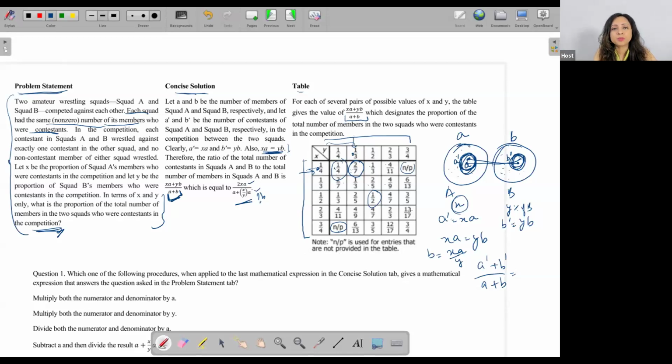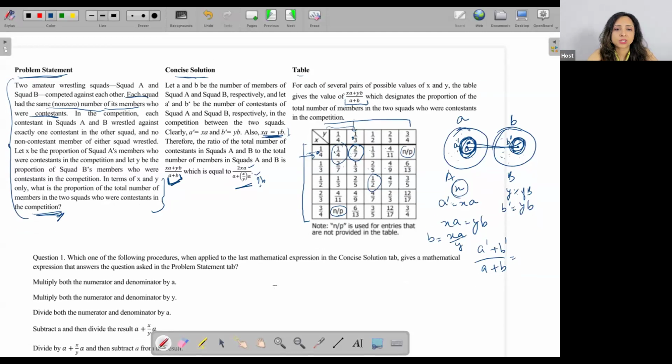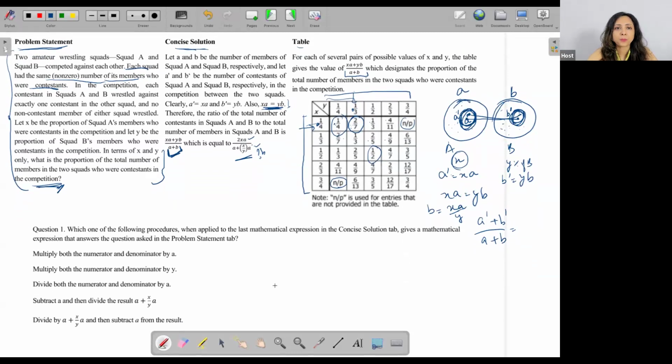In case there is any problem, ask me, but try out the first question now. I hope you can see it clearly. Let me know in the Q&A in case you cannot read the question or there is any problem. Try it out.